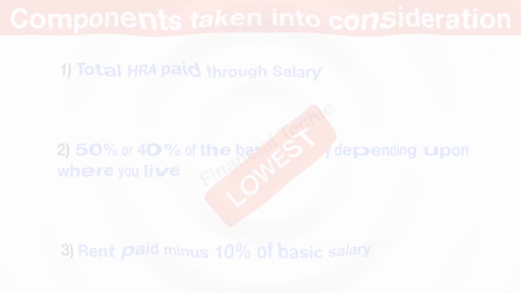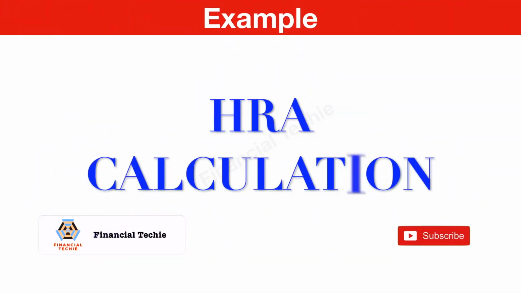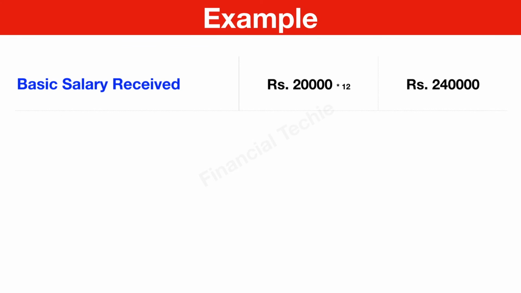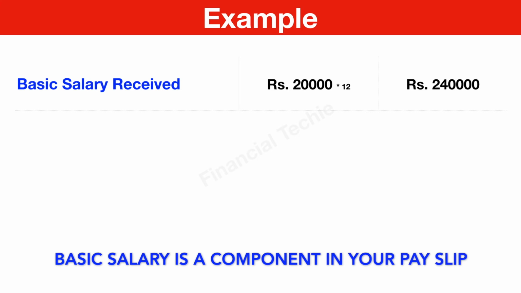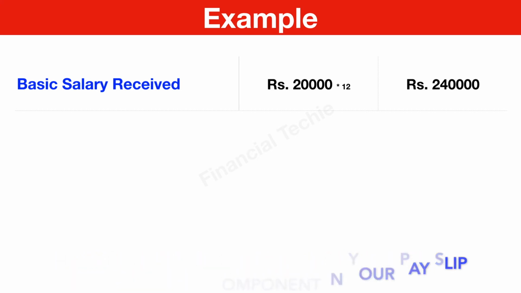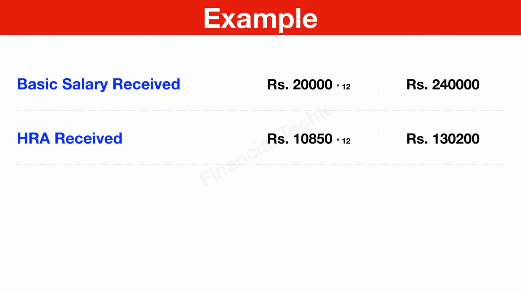Let's simplify the things that we have learned so far with an example. It is always recommended that we go with an example to understand any concept. Let's look into the example. Let us consider Mr. Ravi is receiving a basic salary of 20,000 per month. So the total salary he would have received at the end of the year would be 20,000 multiplied by 12. It would be 2,40,000. And then he is receiving house rent allowance per month as 10,850 rupees. At the end of the year, he would have received around 1,30,200 rupees.